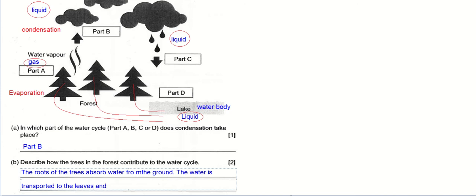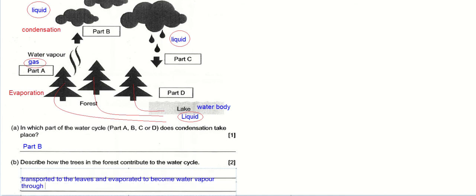And some of the water is evaporated, to change state to become water vapor. Evaporated to become water vapor, which escapes through the stomata, right? Through the stomata, okay, into the air. Okay, that doesn't look so clear, so I'm just going to drag this.